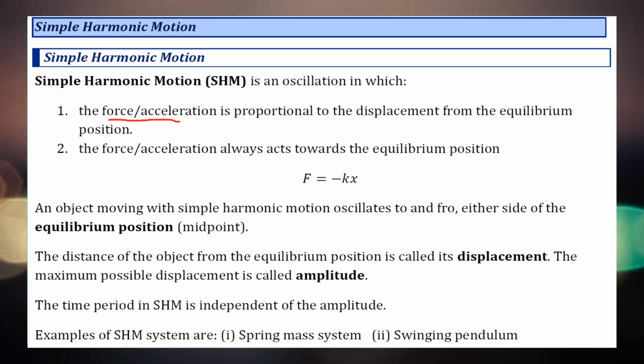When an object is undergoing simple harmonic motion, or oscillating to and fro on either side of the equilibrium position, the maximum displacement is known as the amplitude, and the time to complete one vibration is known as the time period.